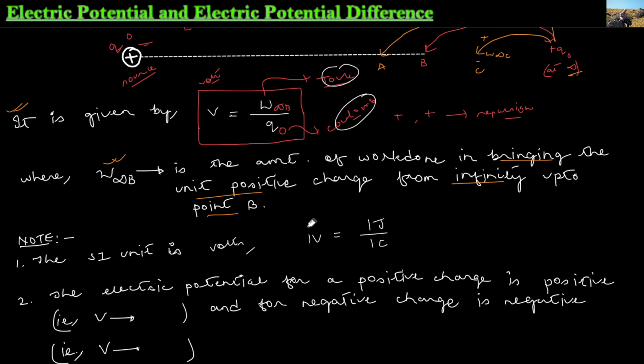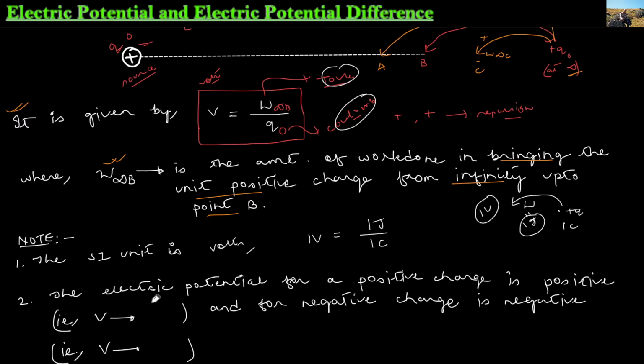So from here, when is electric potential said to be 1 volt? The electric potential is said to be 1 volt if you do work on a charge having a magnitude of 1 coulomb. So if this charge plus Q is 1 coulomb, and you do some work on this charge, and that work is equal to 1 joule, then that potential is defined to be 1 volt.